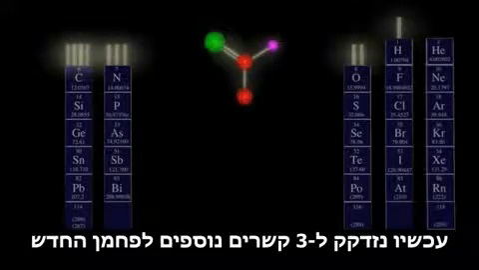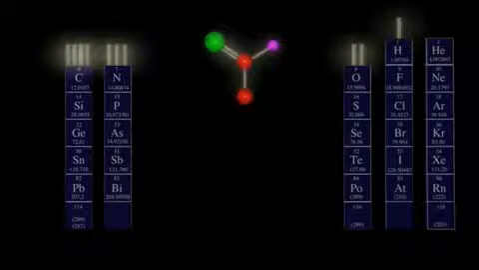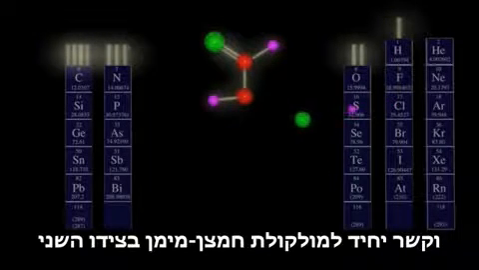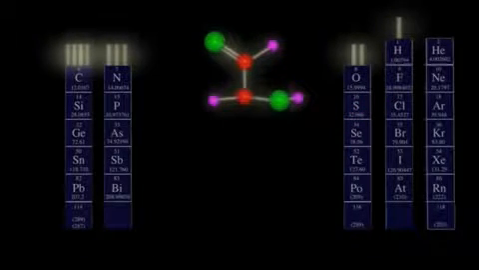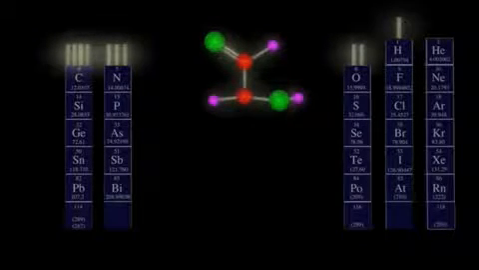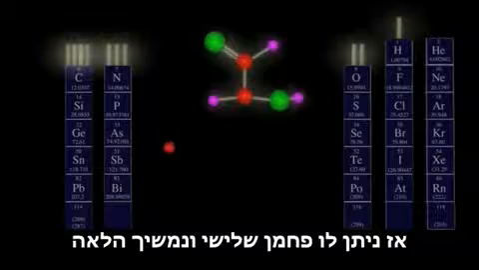But now we need 3 more bonds for the new carbon. So we stick hydrogen on one side and a single bond to an OH molecule on the other. Now this new carbon wants another bond. So we give it a 3rd carbon and keep going.